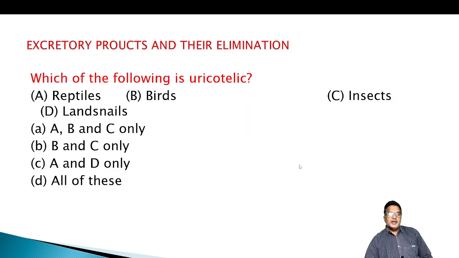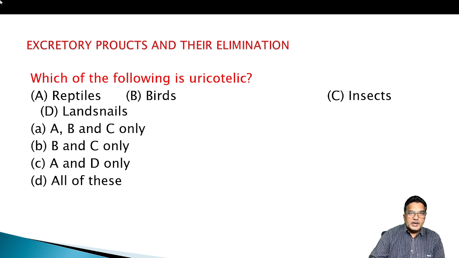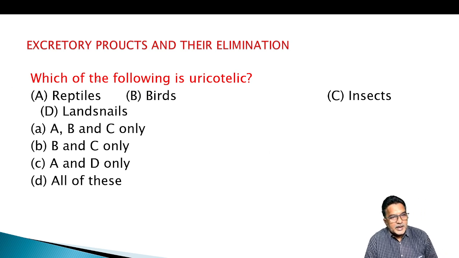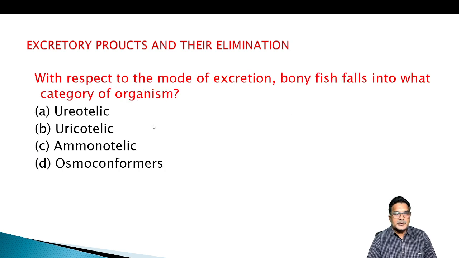Which of the following is uricotelic? Reptiles, birds, insect, land snails. Reptiles, yes, they excrete uric acid, then birds, then insect, land snails.